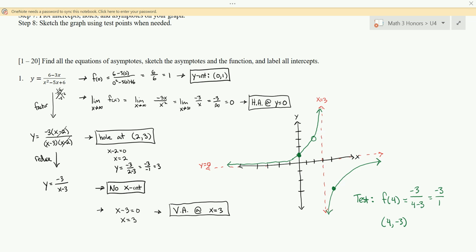So a test point is just say, hey, let's pick an x value over here, plug it into the function and see where it is. And so I plugged in a 4, and I found that point is here. And there's no way this thing can cross the x-axis because there's no x-intercepts. So it's stuck in that corner. And that convinced me, okay, now I know the graph looks like this.